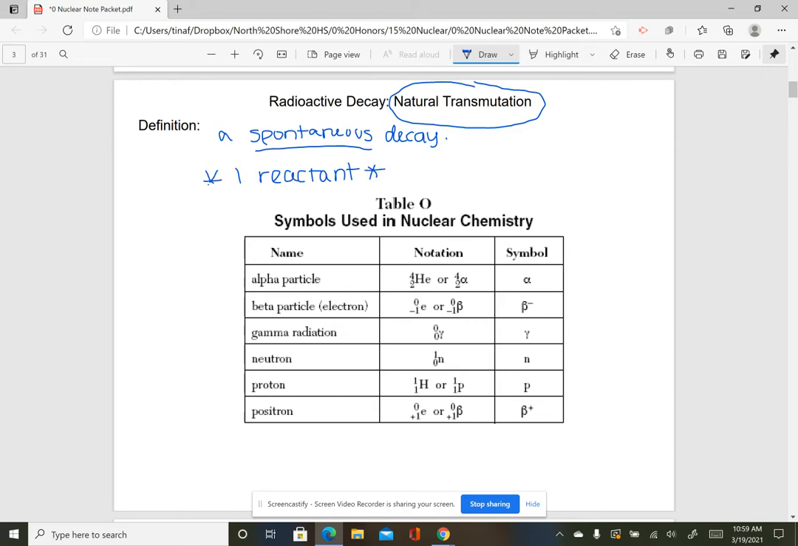Now, this reference table, Table O, is in the Regents reference tables. You'll have to know the masses and the charges of these particles. So on this table, they give you the name, they give you the notation. Now, the notation has 2 numbers in it. The top number is the mass, and the bottom number is the charge. And that goes for all of the symbols in this table. They all have top and bottom numbers. And then this last column gives you just the symbol without its mass or charge. So this is the list of particles that an atom can emit in order to turn into something else.